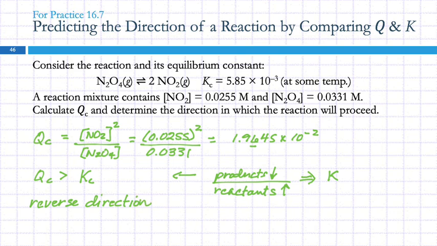Any questions? Predicting the direction of a reaction is actually a really practical thing that can be done by understanding equilibrium. You may be manufacturing something or looking at a biological process and you want to know, which direction is this reaction actually going in?